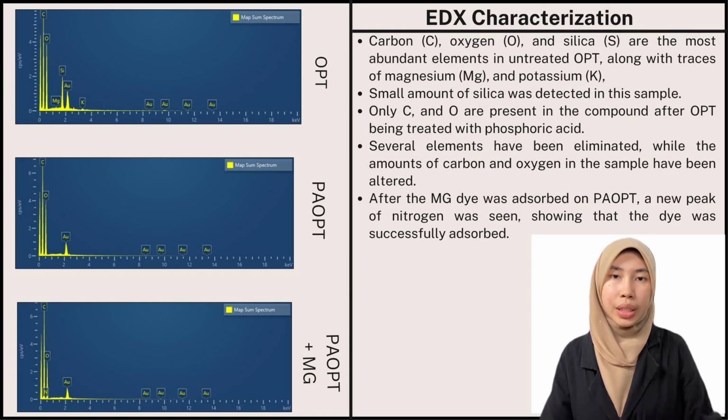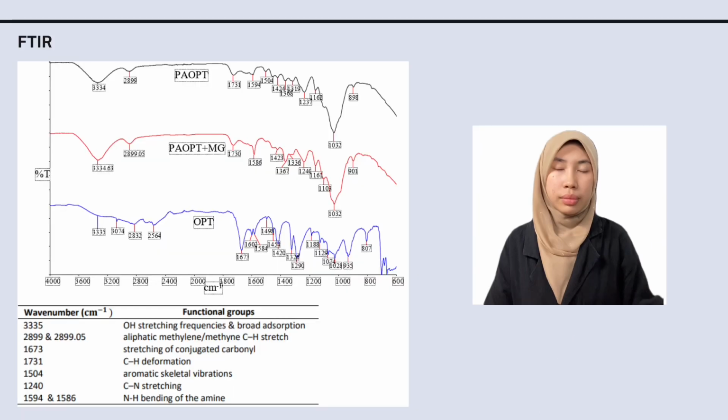After OPT was treated with phosphoric acid, only carbon and oxygen are present in the compound. Several elements such as magnesium and potassium have been eliminated. A new small peak of nitrogen was seen after malachite green was adsorbed on PaOPT, which shows the dye was successfully adsorbed. Secondly is FTIR characterization.